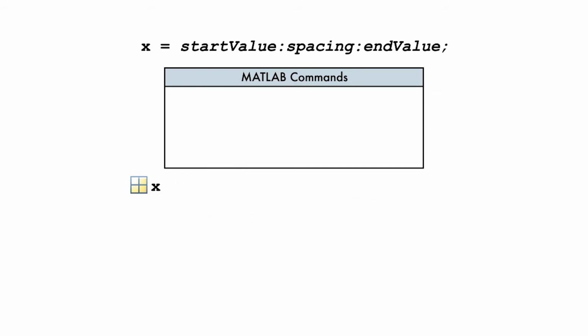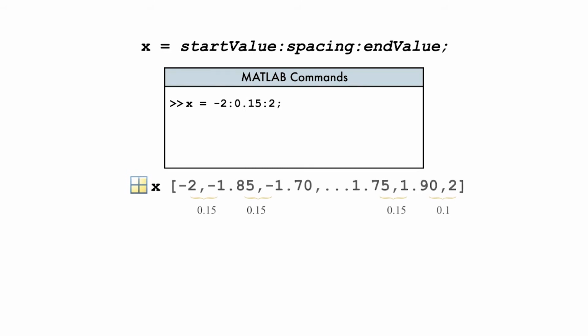But what if we chose a different spacing, like 0.15? Would the vector still end at 2? This would require the wrong spacing for the final value. So what happens? In this case, the vector ends with the value 1.9.